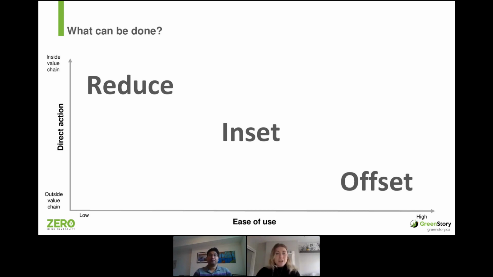Awesome. So if carbon offsetting is a step we can take, could you tell us a little bit about what carbon offsets are and how they function?